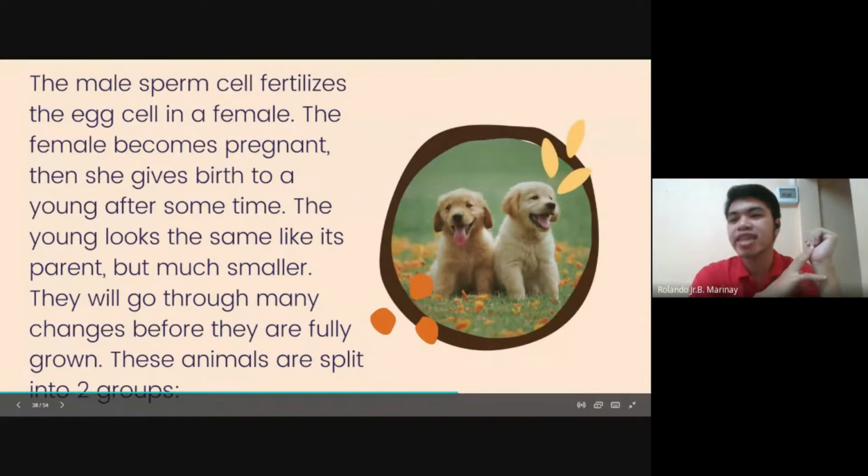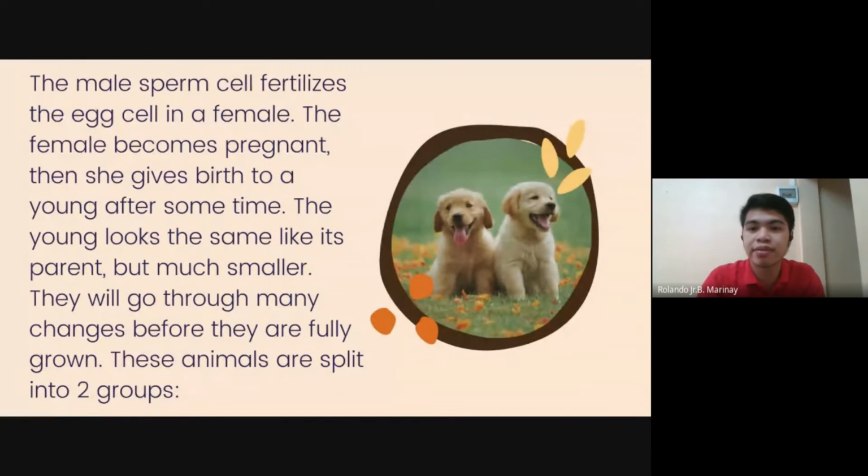The female becomes pregnant. The girl will have a baby inside of her womb, and then it will give birth to a baby after some time. The young looks the same as its parent but much smaller. Okay, they will go through many changes before they are fully grown. These animals are split into two groups. So there are two groups of animals that give birth to young.